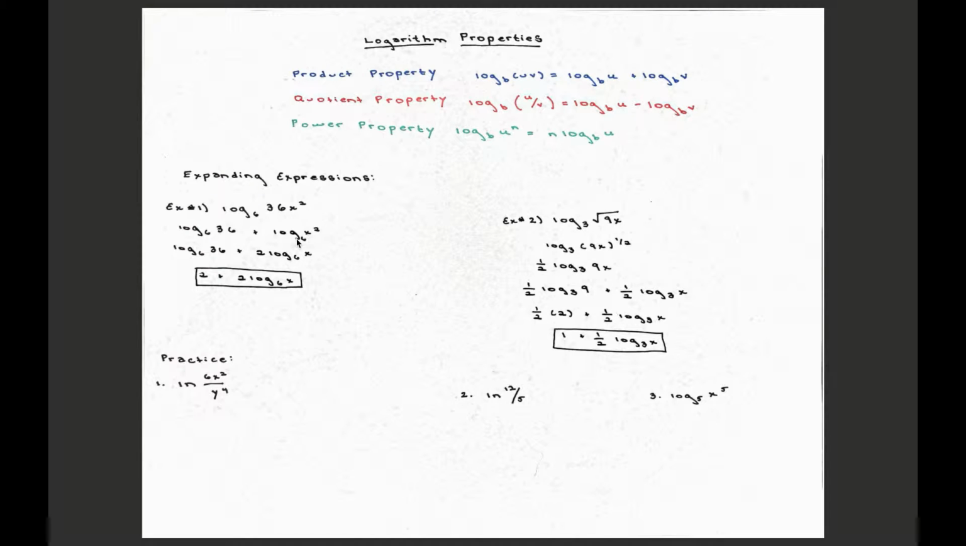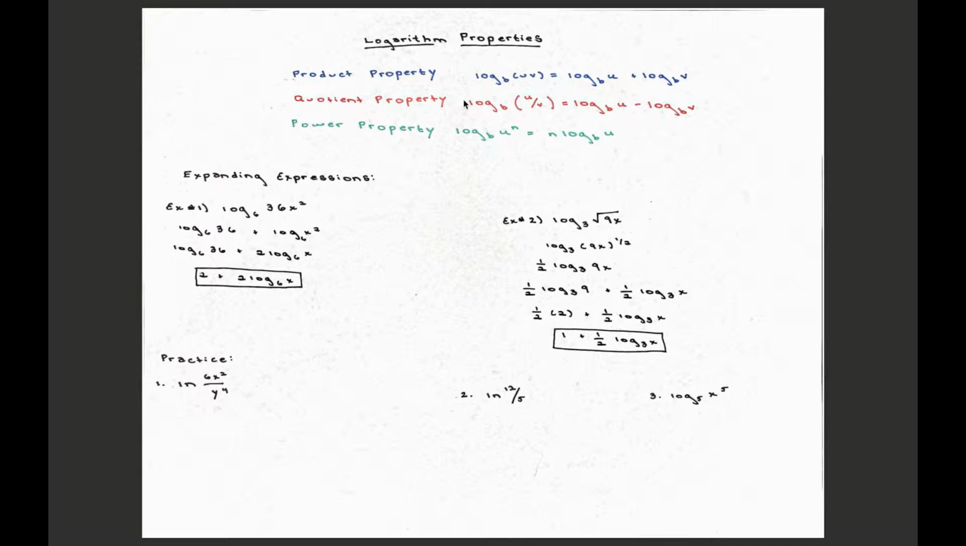So I'm going to go through and talk about key properties of logarithms. There are three properties first that I'm going to talk about. The first one is the product property. That tells you if you have log base b of uv, so u times v, what you can do is actually break this apart and make that log base b of u plus log base b of v. Okay, so that's your product property.